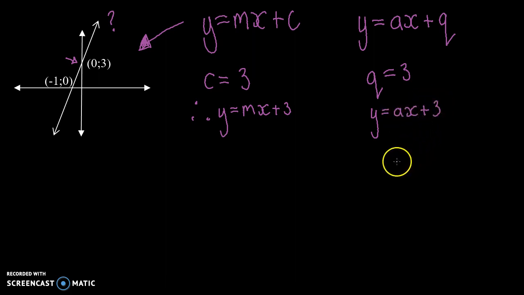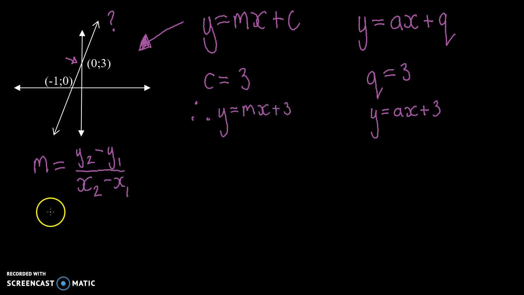Now there are two different ways we could figure out what the m is. We could either do the gradient formula, which is m equals the change in y, so that's y2 minus y1, over the change in x, x2 minus x1, and then we would find the value of m. Or we could substitute the point (-1; 0) into the equation and find out what m is using that. Let's do it using the gradient.